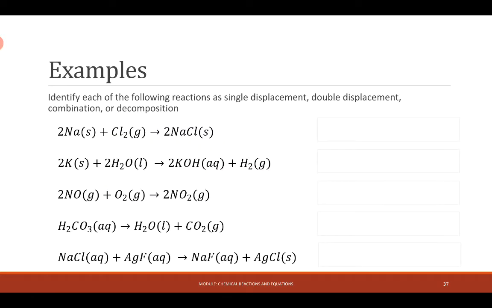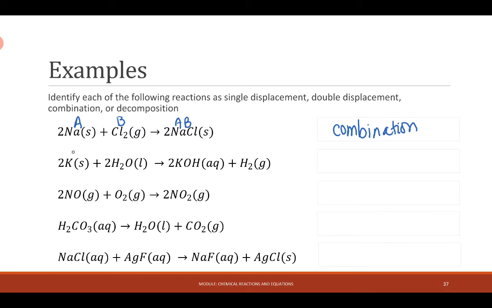Here's some actual chemical equations, and so we'll see how these patterns fit. So I'll go through these, and then there's a practice problem afterwards. So I'm supposed to identify these as either single displacement, double displacement, combination, or decomposition. In this first one, we have A and B forming A and B bonded together, and so that's a combination reaction.